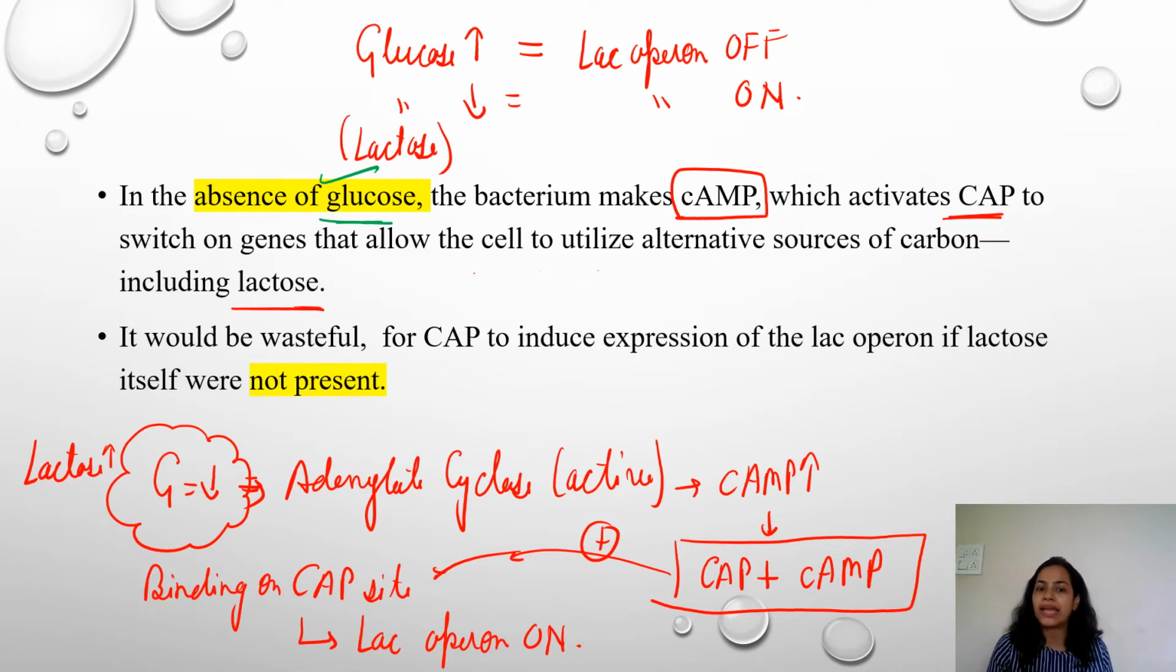What is happening? Adenylate cyclase, a membrane-bound enzyme, a membrane-bound protein, will get activated. Once it is activated, it will increase the cyclic AMP concentration.